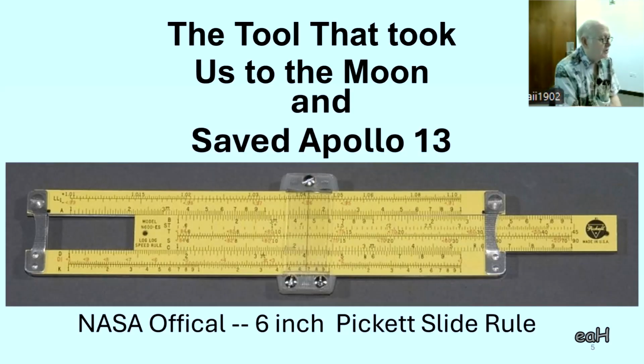The tool that took us to the moon, and of course I'm talking about the slide rule. This is the official slide rule astronauts were issued by NASA, a 5-inch Pickett slide rule made out of aluminum.